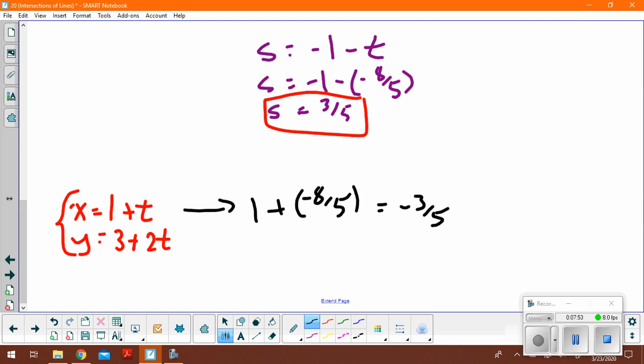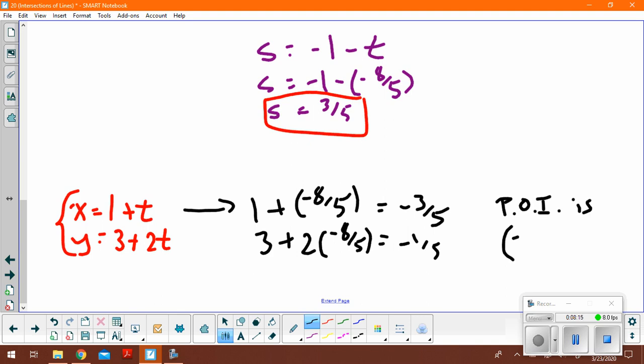And in the other equation, I have 3 plus 2 times -8 over 5. And that would be equal to 15 fifths minus 16 fifths, so -1 fifth. So the point of intersection is at -3 over 5 and -1 over 5.